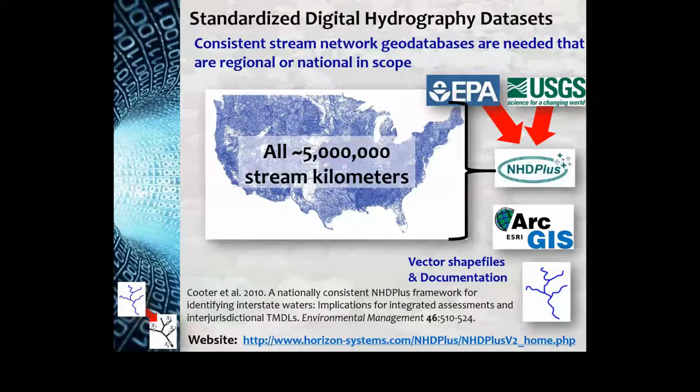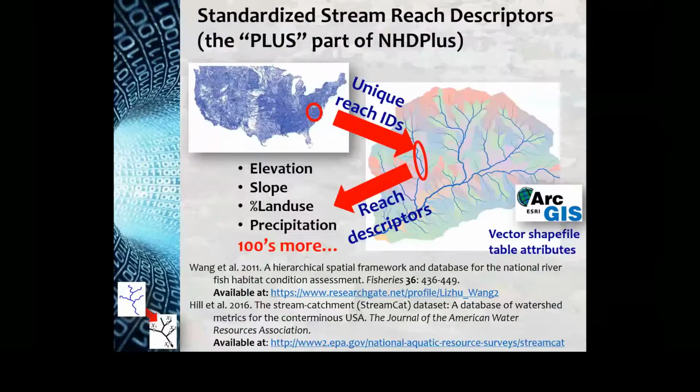And this is great because it just provides a consistent blue line vector representation of all the reaches of all the rivers and streams anywhere in the country, and does it consistently. And the other nice thing about this NHD Plus data set is that each of those reaches within that network has a consistent set of descriptors associated with it. And it's done, again, in a consistent way anywhere in the country.